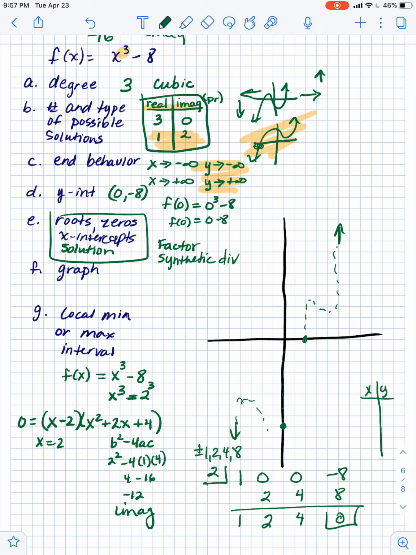So I might put in, let's say, a -1 here, just to see if it does go back up or if it goes down. And so again, -1 cubed minus 8, so that would be a -1 minus 8, so that's a -9.